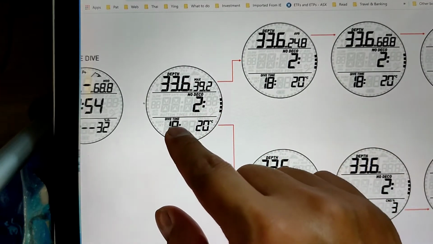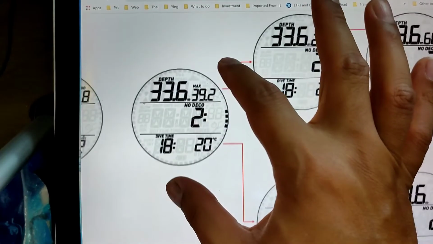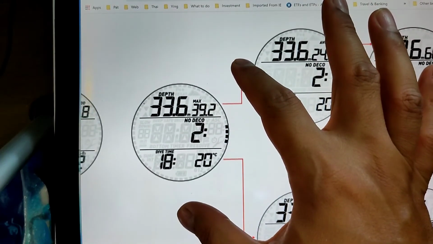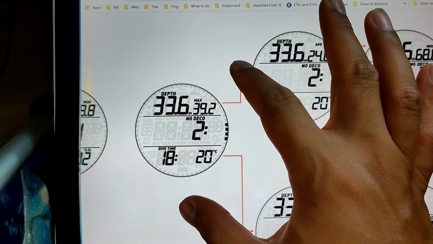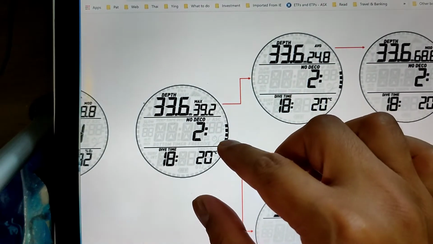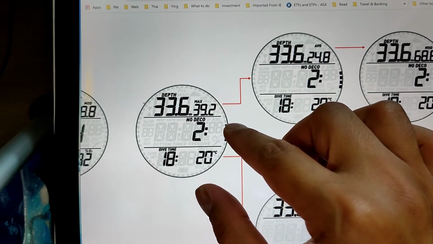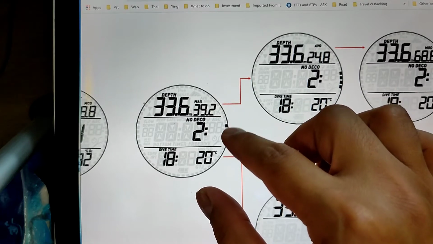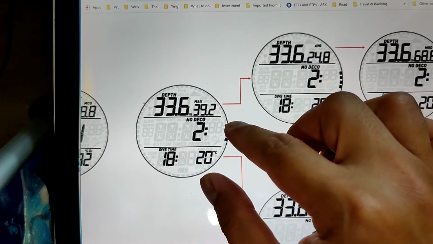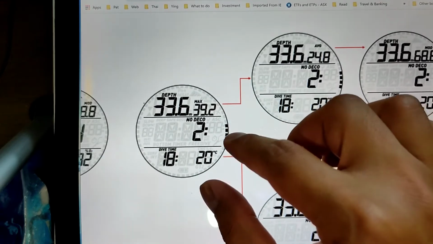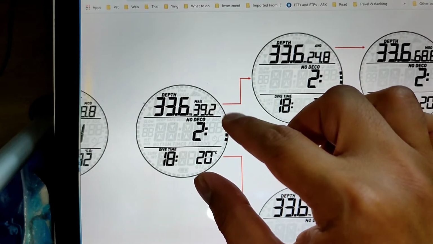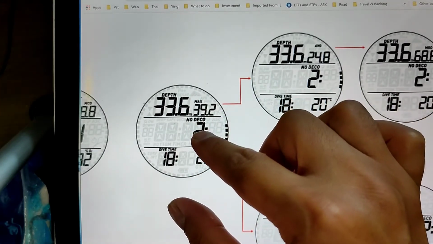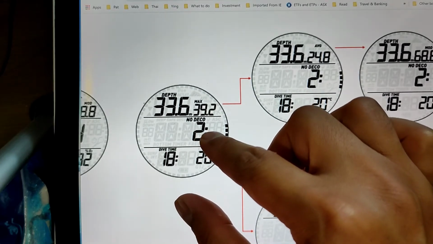It tells you how long you have been diving. So you have been diving 18 minutes so far. The water is 20 degrees. This one is the amount of nitrogen built up in your body right now. So 1, 2, 3, 4. I think they have 6 of them. When it fills up totally to 6, it means you have no decompression stop left.